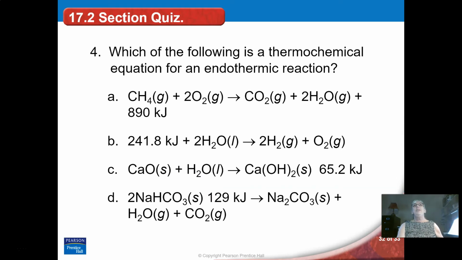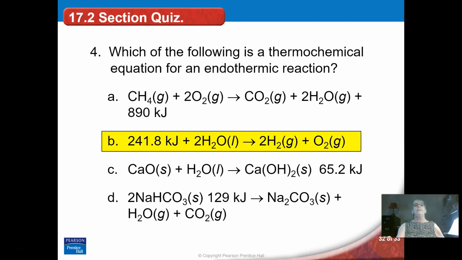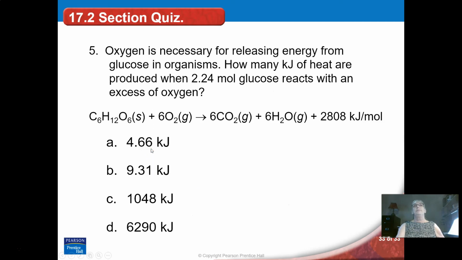Which of the following is a thermochemical equation for an endothermic reaction? So which would it be? This one's showing the energy is needed on the beginning, the reactant side, so this is endothermic. This next one is going to take you a while, so pause me, try to do this problem, and see how you do, and I'm going to give you the answer now. See if you can come up with that answer there.